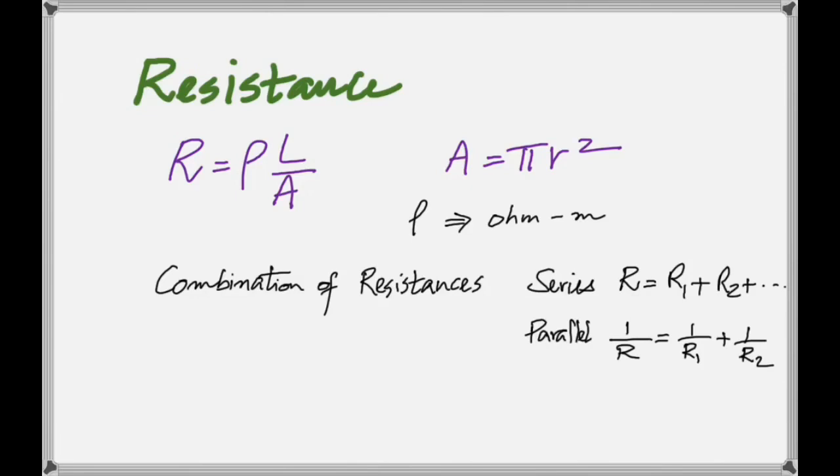On the other hand, if I go back to the same question and ask you, if the length is doubled, what happens to the resistance? So, I mean, a conductor is stretched to double its original length. So what happens to its resistance?